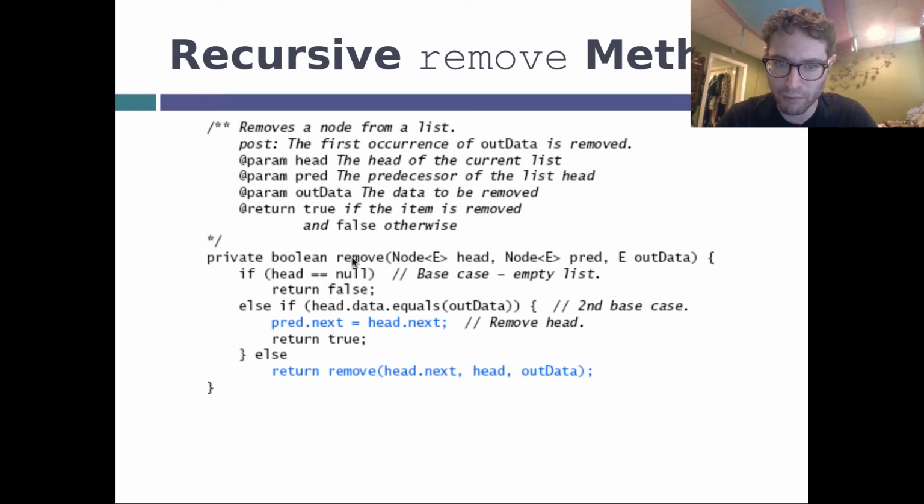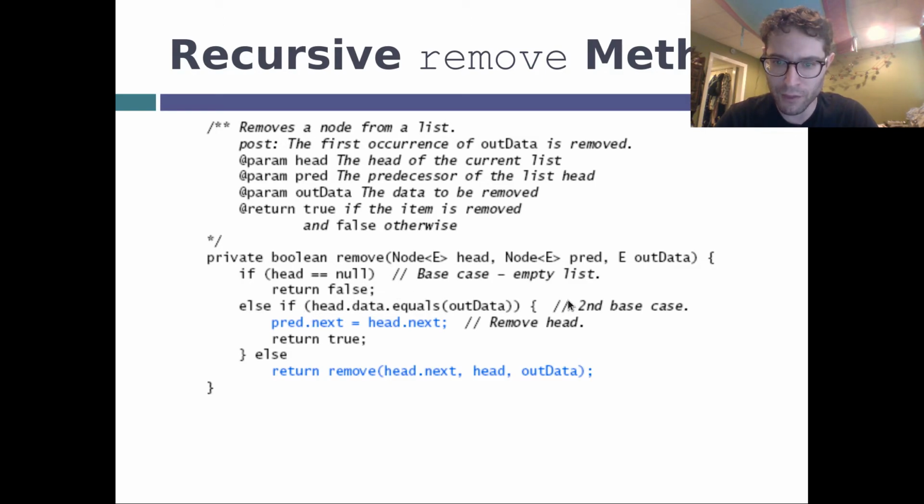So here this method says, okay, I want you to remove out data from the list that starts at this node head. And here's the predecessor, the guy before head. If head is null, well, that's a base case. We can't remove out data from that list, so return false.